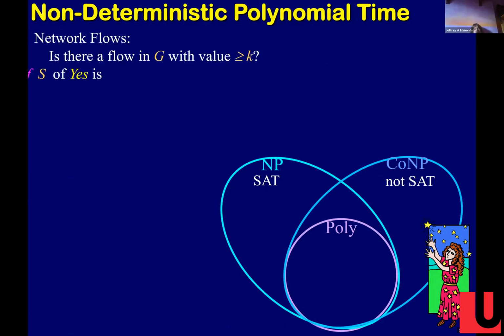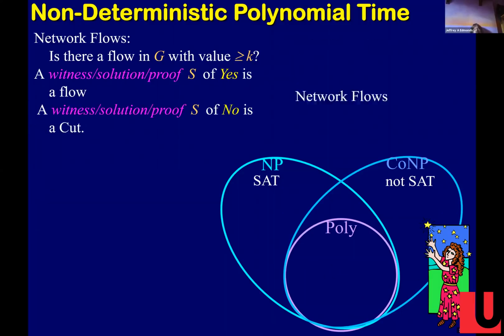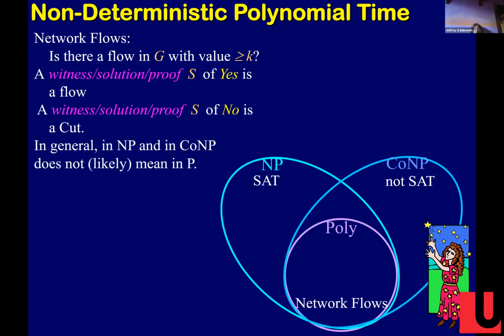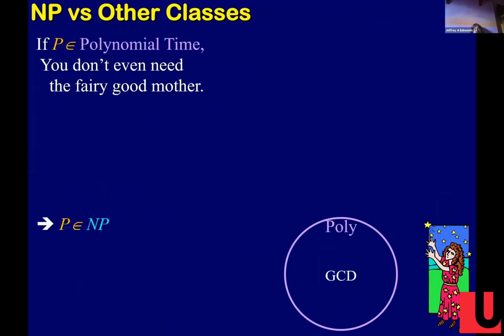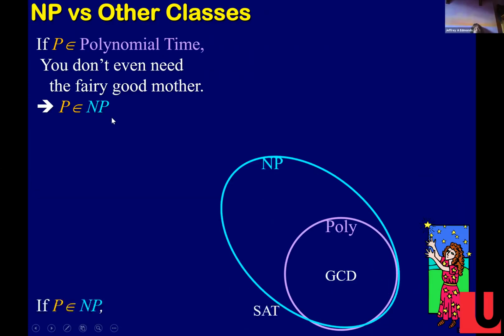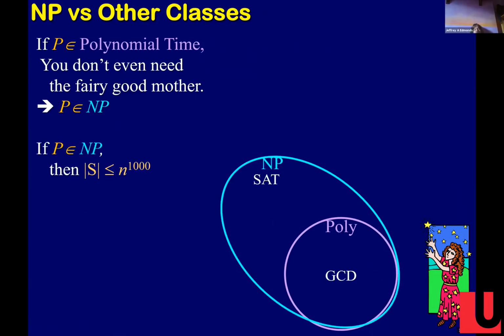All right, so if the problem can actually be solved in polytime, then you don't need a fairy godmother. The whole thing's in polytime, right? So this is just saying that any problem that's in polytime is also in NP. Why? Because the fairy godmother can help you.